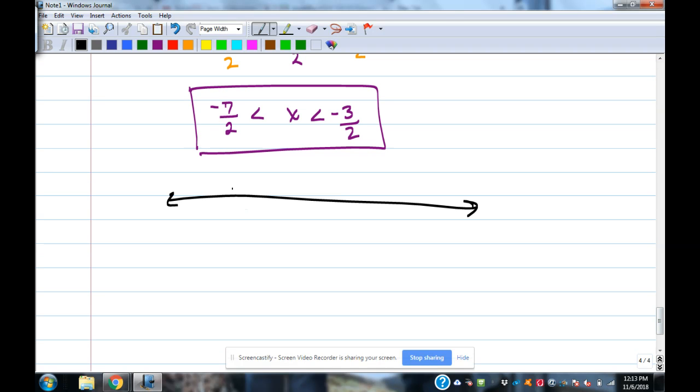So negative 7 over 2. What's it close to? It's close to negative 3. Is it past negative 3, so it's negative 3.5, right? So I need negative 4 there. Negative 3, negative 2, negative 1, 0. So I just filled in the rest of it. Okay, so I know negative 7 over 2 is right there. And then negative 3 over 2 is negative 1.5, right? So right there.